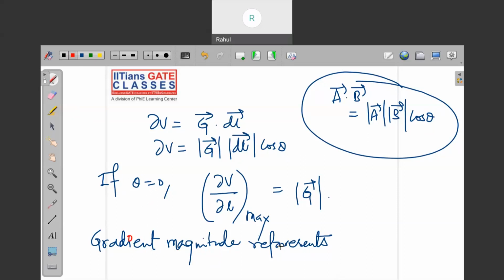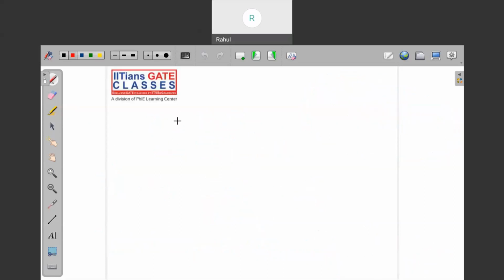So gradient magnitude represents the maximum space rate of the scalar, in magnitude as well as in direction. Please keep this in mind. So this is what I wanted to discuss about the gradient operator. I hope the gradient is clear now.